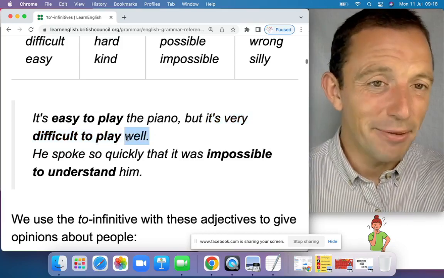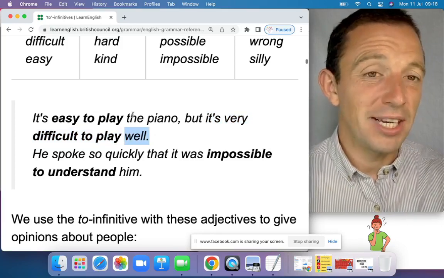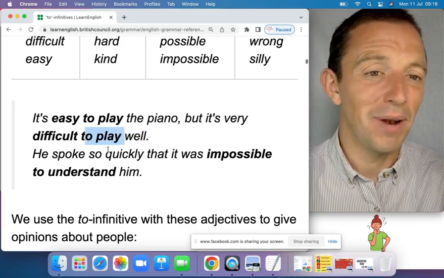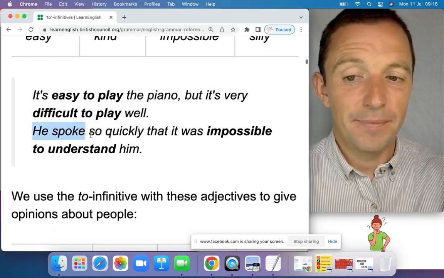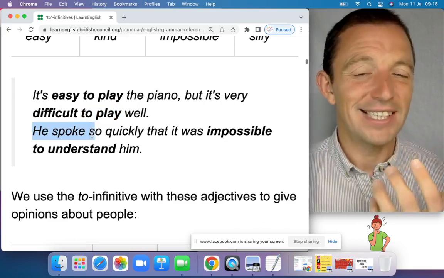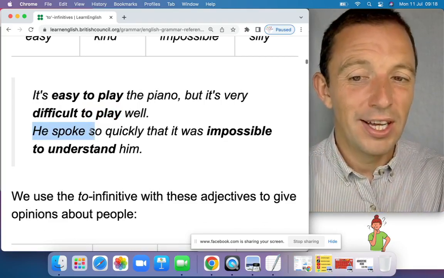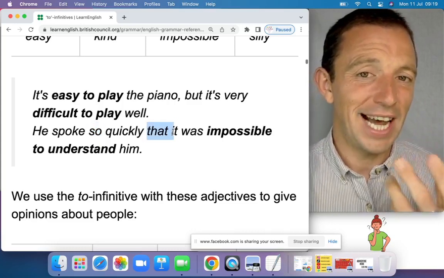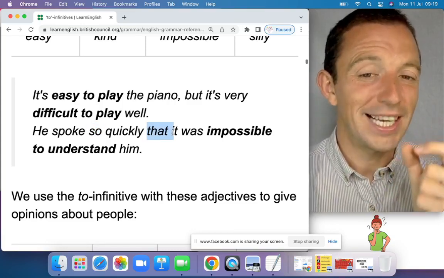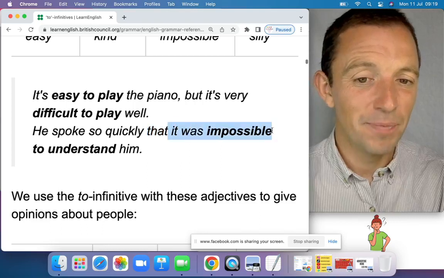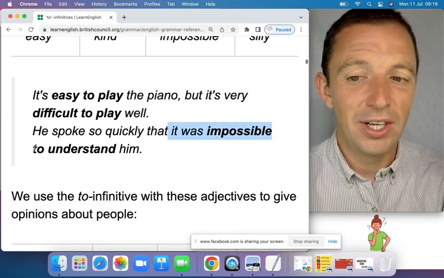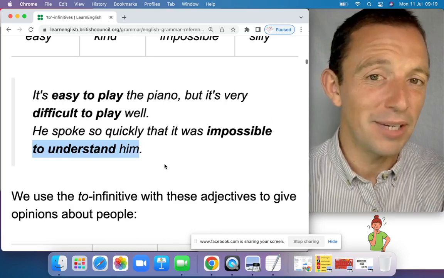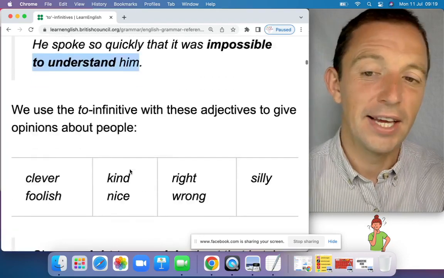Well is the adverb, and the adjective is good, but the adverb is well and is connected to the verb to play. Next, the verb to speak. In the past, it's irregular. He spoke so quickly, intensifier, plus the consequences, that, so happy that, so quickly that. It was impossible, expressing your opinion, to understand him. It was impossible to understand him. You're giving your opinion. Okay.